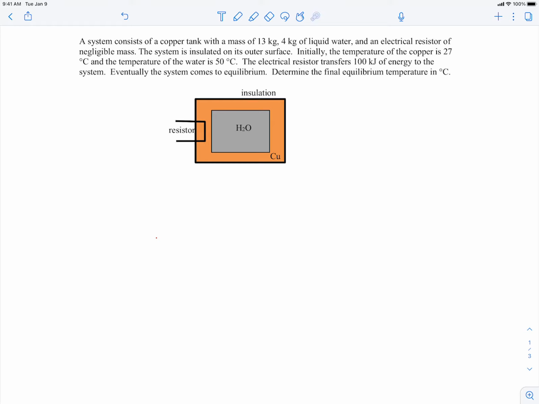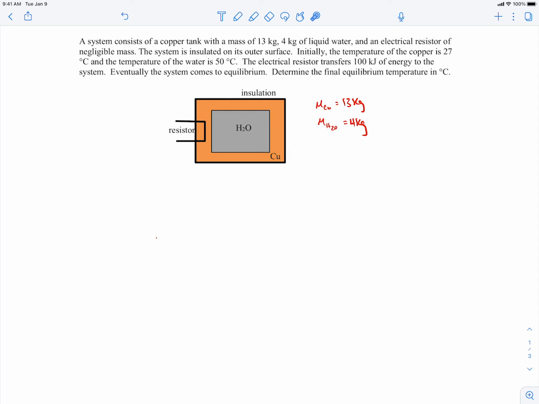In this example, we're told we have a system consisting of a copper tank with a given mass. So let's write out the mass of the copper. That's 13 kilograms. And inside that copper tank, there's some water that has a mass of 4 kilograms. And there's an electrical resistor here of negligible mass. The system's insulated on its outer surface, so that's this dark black line on the outer surface there. It means there's no heat transfer through that outer surface.